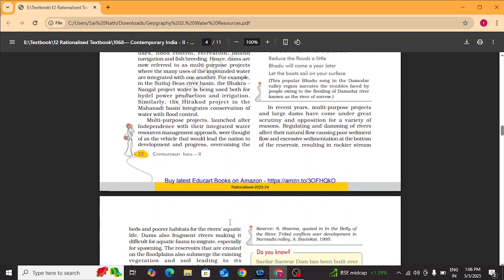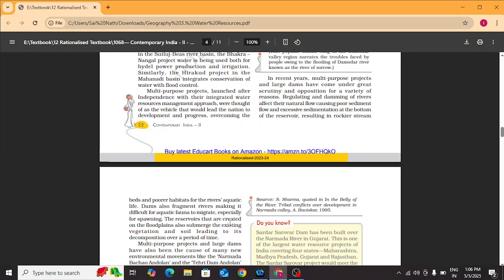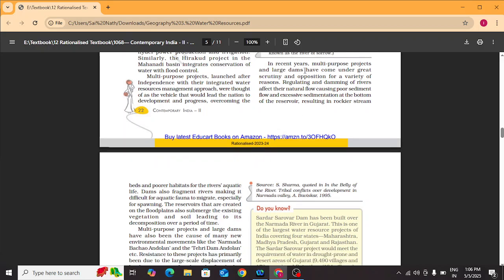Now we are moving towards what other uses dams have. Also, dams are not all good. There are many negatives, like every situation has pros and cons. Dams also have a lot of negative points that we have to consider when building them. They are under scrutiny and opposition for a variety of reasons.